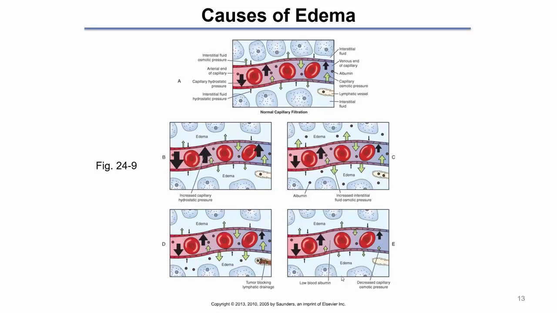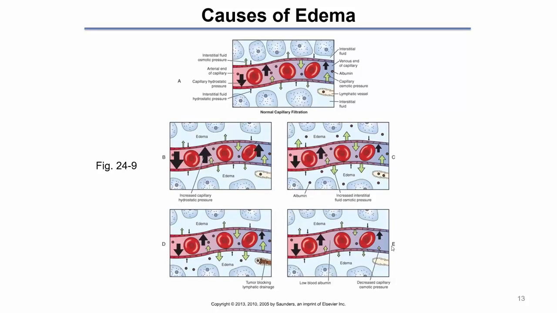As a result, more fluid is left out in the interstitial spaces. Yes, some of it will be drained by the lymphatic vessels, but the lymphatic vessels cannot keep up. The lymphatic vessels operate very well under normal circumstances, but in this case, they're simply overloaded. So now you're going to have extra fluid in the interstitial spaces. Edema results.